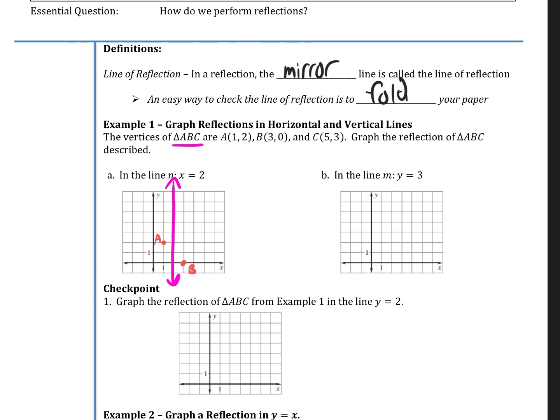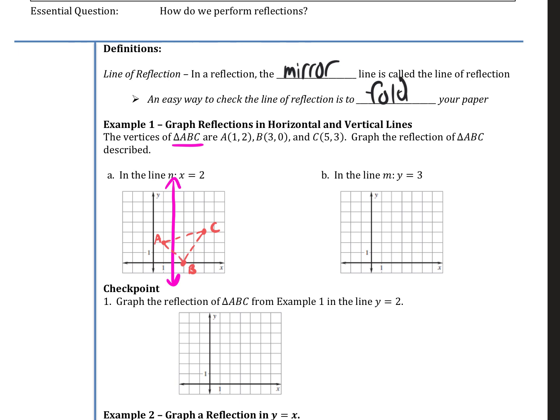And then we have C, which is (5, 3). Which direction? Right 5: 1, 2, 3, 4, 5. Up 3: 1, 2, 3. And that is going to be C, okay? And we're going to use a dashed line because that's the pre-image, that's where it was. And now we're going to reflect over this line, okay?